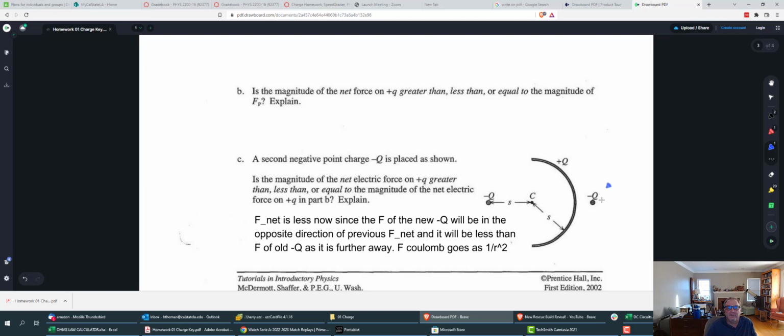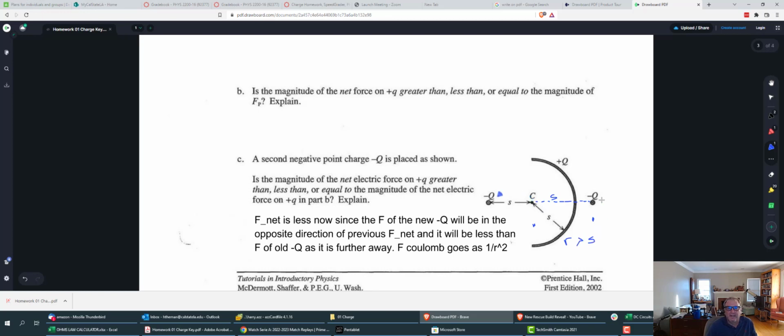It just keeps flashing in and out. And then now, if we put the negative Q here, one important point is, you see this is S. And so the R here is greater than S.